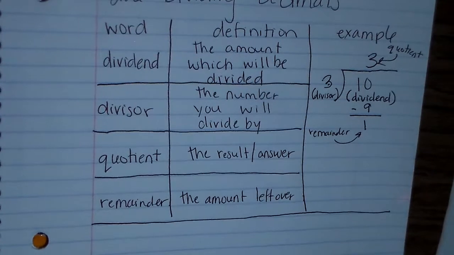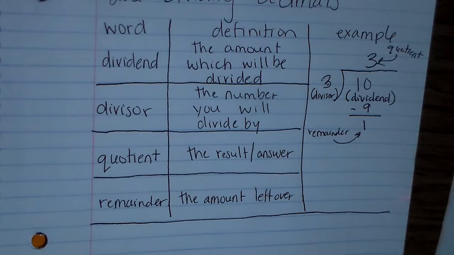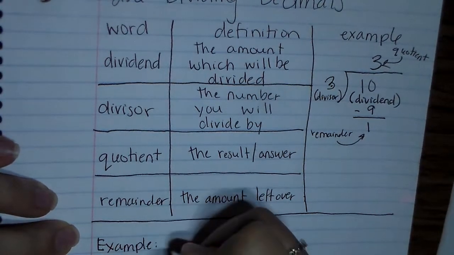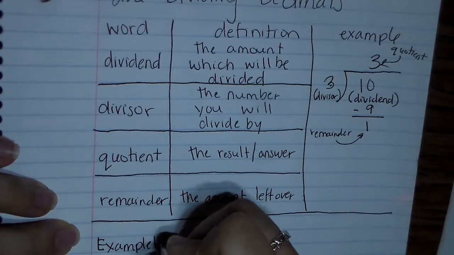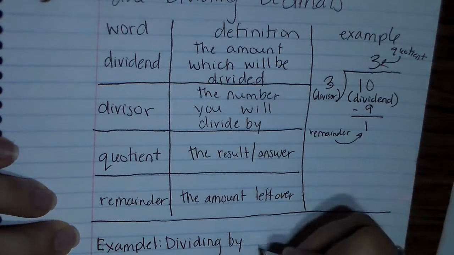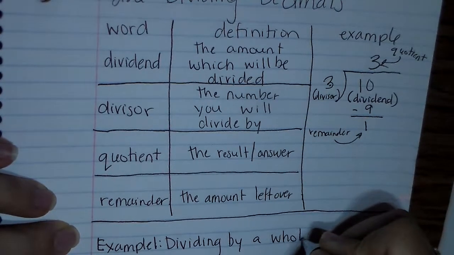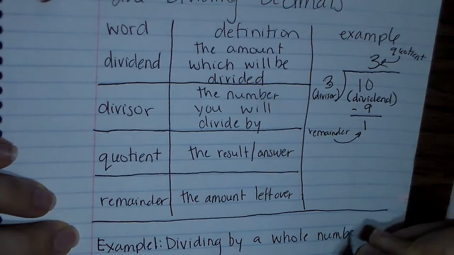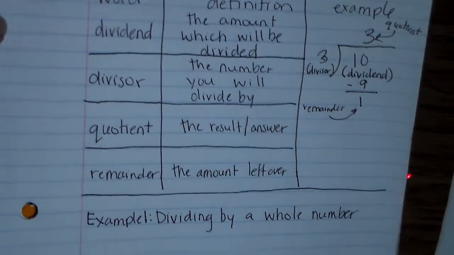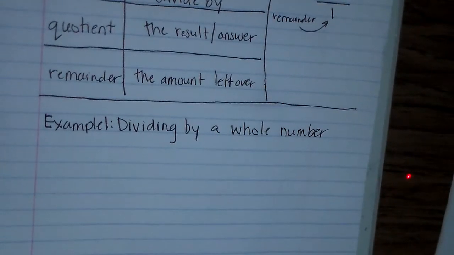Okay, now that we've reviewed our vocabulary, we can get into the lesson for today. For our first example, our first step in division, we are going to be dividing by a whole number. So example 1 is dividing by a whole number. And there are going to be 4 steps that we are going to be doing in order to divide by a whole number.